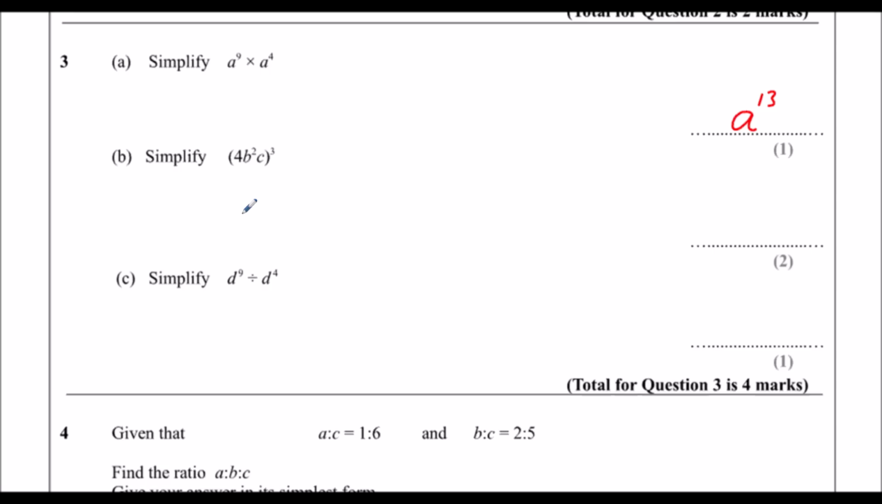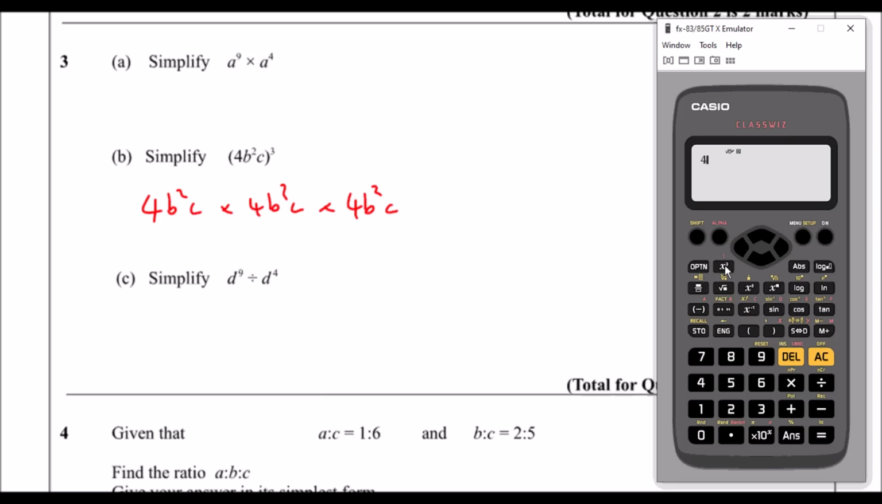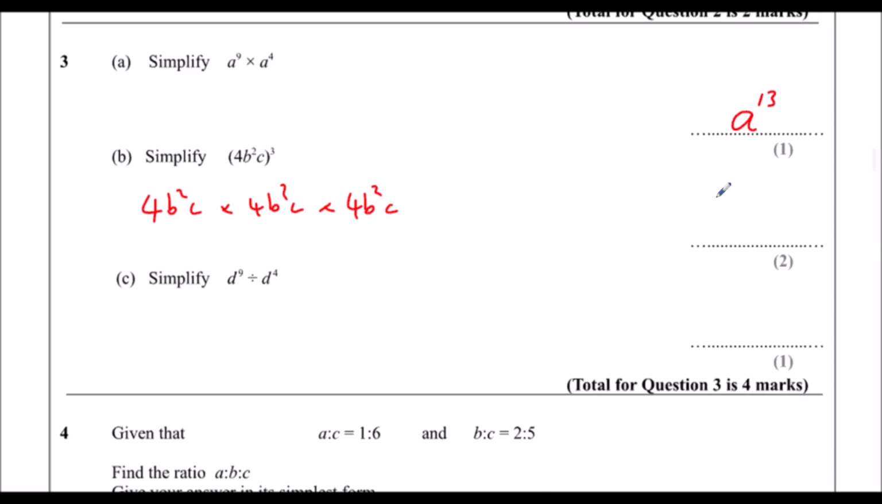Part b, simplify 4b squared c cubed. So that means we've got 4b squared c times 4b squared c times 4b squared c. So we've got 4 cubed, 4 times 4 times 4. We can use the calculator if we want to. 4 cubed is 64. We've got b squared times b squared times b squared. That's b to the power of 6, b times b times b times b times b times b. And we've got c times c times c, which is c cubed.